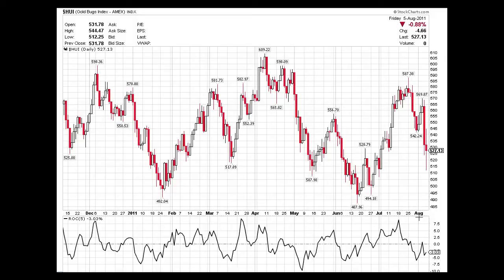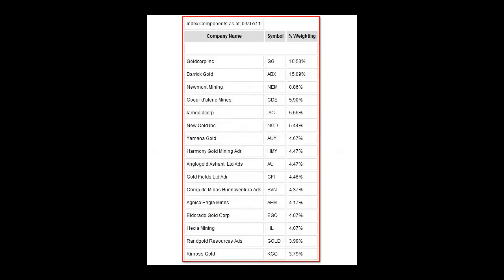So check in again. This is for the people who don't quite get what the HUI is. The HUI is an index of miners, which are not just ordinary miners. They're the biggest miners in gold and silver in the world. And 45% of the index is Goldcorp, Barrick Gold, Newmont Mining, Coeur d'Alene. Anyway, the remaining 13 companies or whatever it is have about 5% each. And these are the unhedged gold miners.